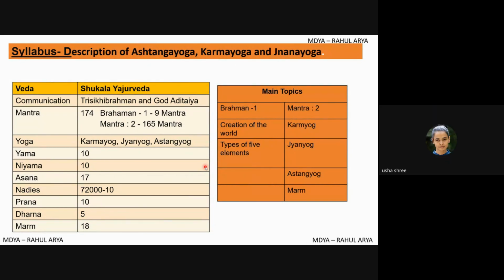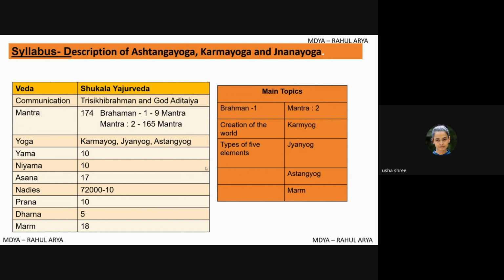Yes, sir. So this is about Trisikhi Brahmana Upanishad. It's a conversation between Trisikhi sage and Aditya, the sun god. The yogas mentioned here are Ashtanga Yoga, Karma Yoga, and Jnana Yoga. The Upanishad is related to Shukla Yajurveda, which has 174 mantras in total, divided into 2 Brahmanas, 1 and 2. Brahmana 1 has 1 to 9. Brahmana 2 has around 165 shlokas; both put together are 174.